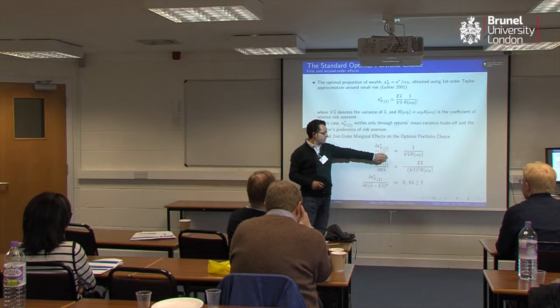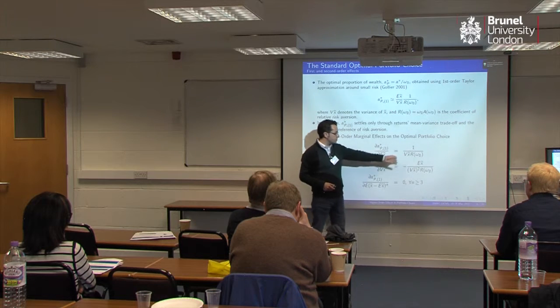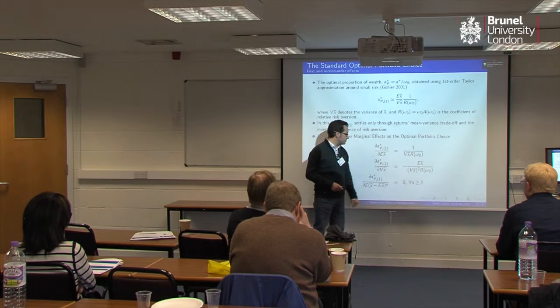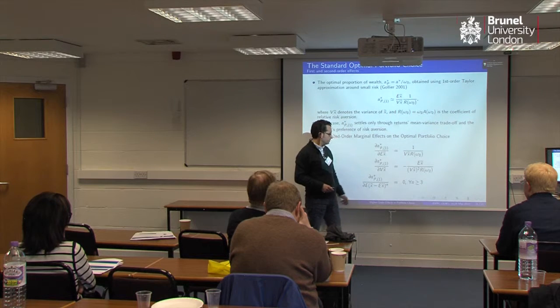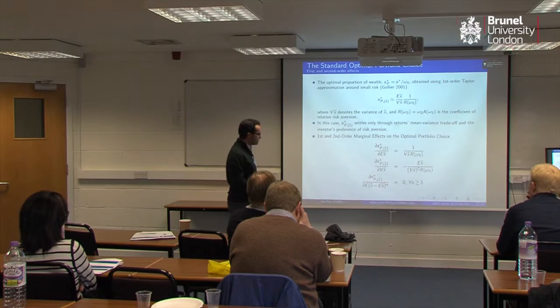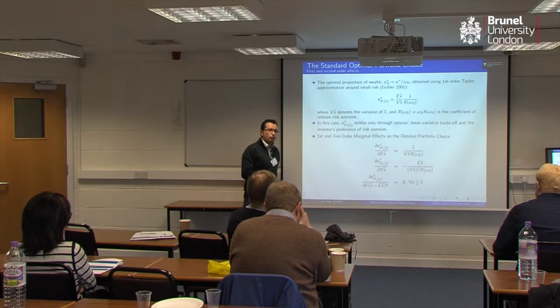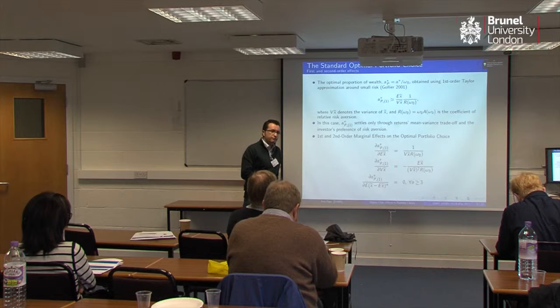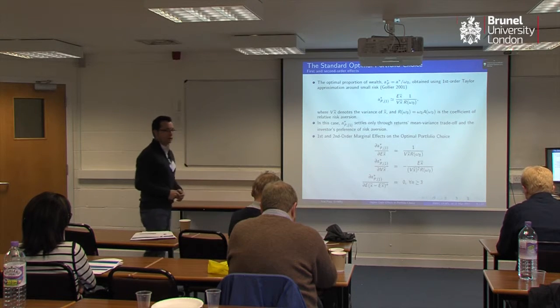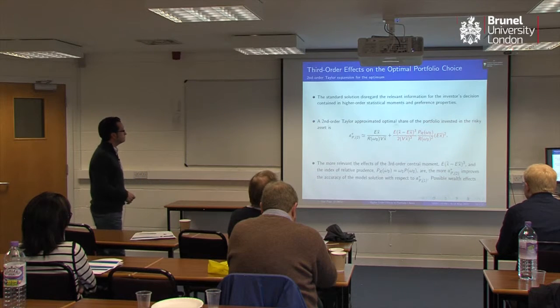So the marginal effect of expected return, the marginal effect of variance. The marginal effect of expected return is inversely related to the variance of the returns, and the marginal effect of the variance is negative, obviously, and it has this form. Higher statistical moments don't matter in the mean variance framework. They don't matter for the optimal allocation of the portfolio.